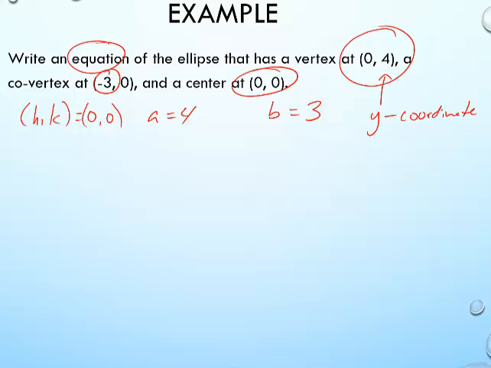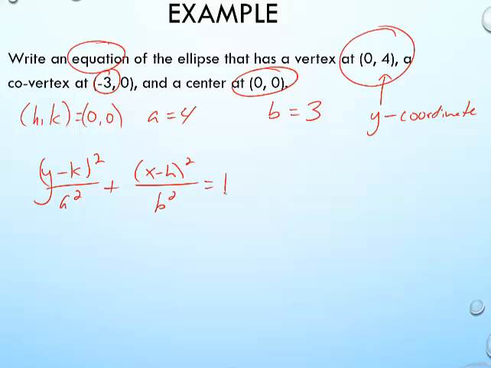Pretty simple. Just look to see where a is in your coordinate pair, and that dictates whether or not a is under x or a is under y. So since we decided a is under our y, our standard form of an equation where a is under y, we're going to have (y minus k) squared divided by a squared plus (x minus h) squared divided by b squared equals 1.